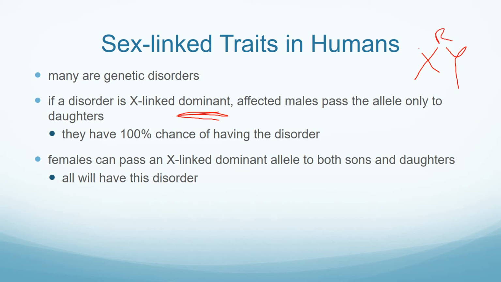Now, the daughter is going to get that specific X from this male, and that X will have the dominant trait. So as it goes to the next generation, the daughter who takes that X from this father will have the dominant allele in her genes. So regardless, the daughter will show 100% of that specific allele. Females can pass an X-linked dominant allele to both sons and daughters, and they both will have this disorder.